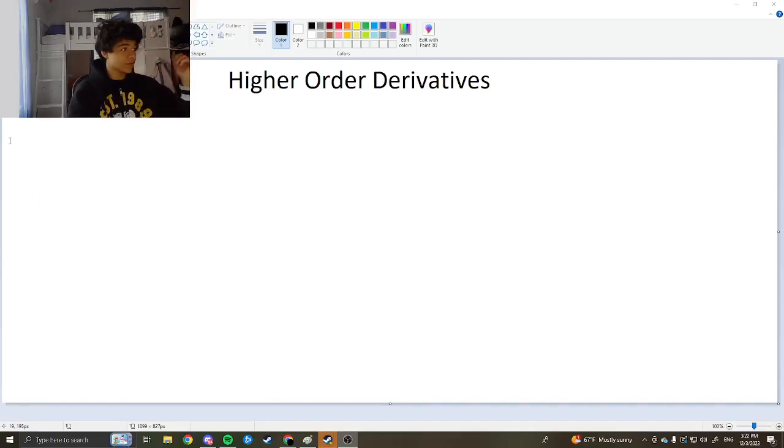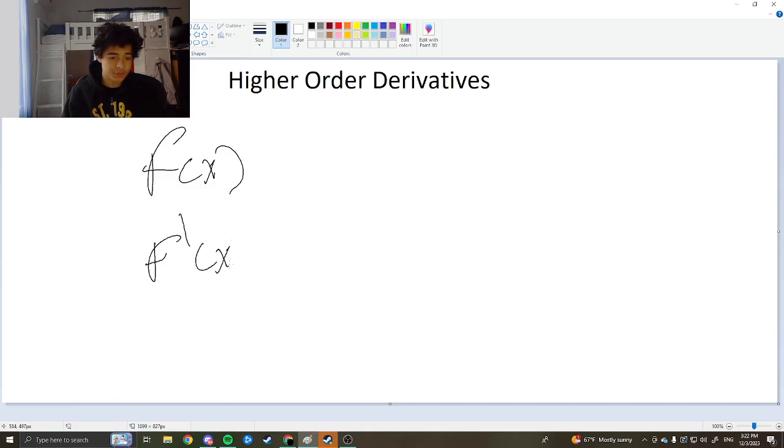Okay, the last thing we gotta cover is higher order derivatives. This, to me, is pretty simple. So it's just like, if you have f of x, right? If you derive it, you have f prime of x. And then what if you derive this, right? If f of x is 4x squared, then f prime of x is 8x.